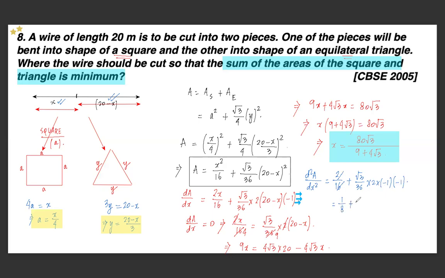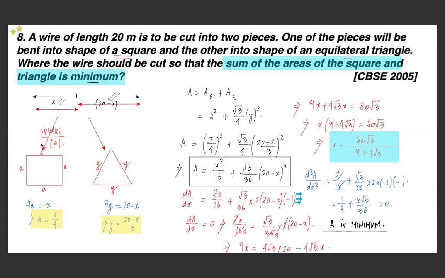This minus minus is plus. Here I have 2 root 3 by 36. I can see the value is greater than 0. That means, in clear words, we have proved area is minimum. This is what we had been asked to prove, to prove the area is minimum.